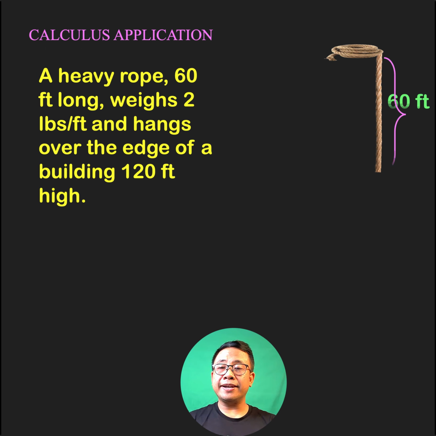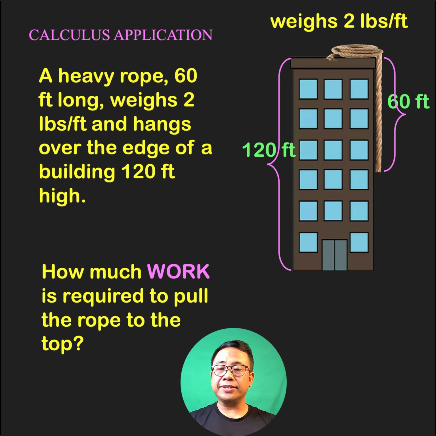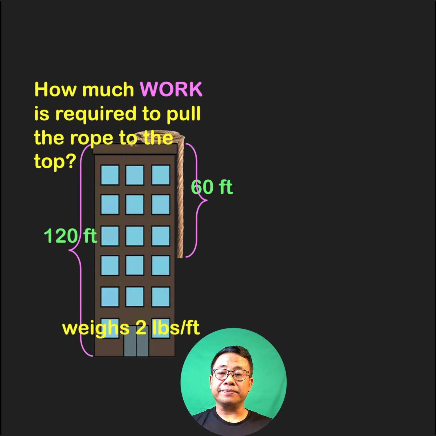Let's say we have a heavy rope 60 feet long that weighs 2 pounds per foot. It hangs over the edge of a building that is 120 feet high. We would like to find how much work is required to pull the rope to the top of the building. You can pause the video and see if you can solve this problem. Now let's solve this problem together.